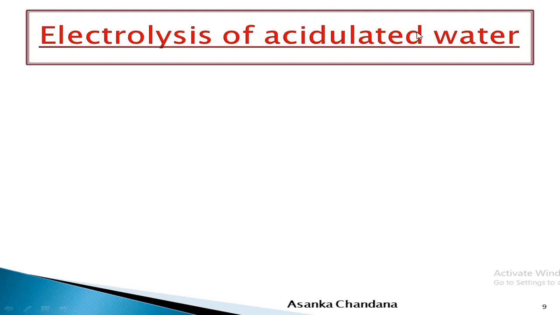Firstly, I will tell you how to form the acidulated water. Acidulated water is made by the addition of a few drops of acid, such as sulfuric or nitric acid, into water. Then we are going to learn how to electrolyze the acidulated water.